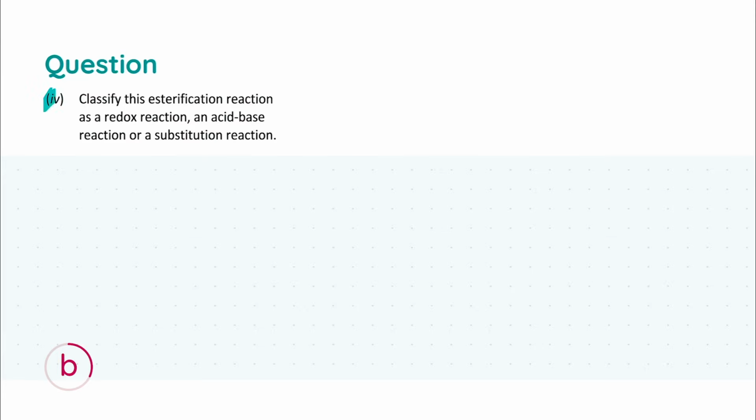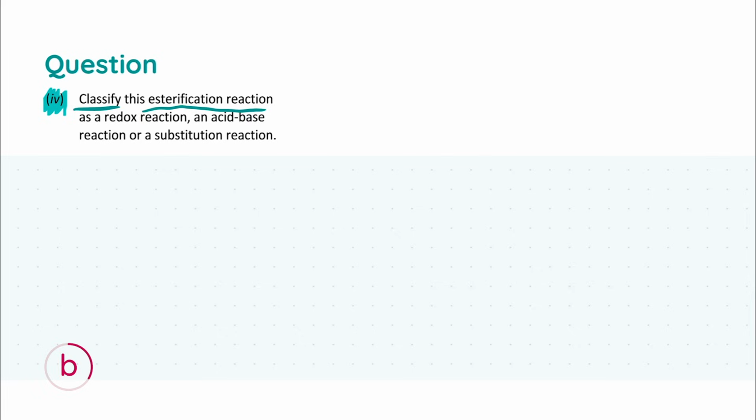So moving on to part 4 here, we're asked to classify this esterification reaction as one of the following, and we're given 3 here to choose from. 1 is a redox reaction, 1 is an acid-base reaction, and 1 is a substitution reaction. So all we have to do is write down one of these 3 reactions, which classify the esterification reaction we looked at previously.